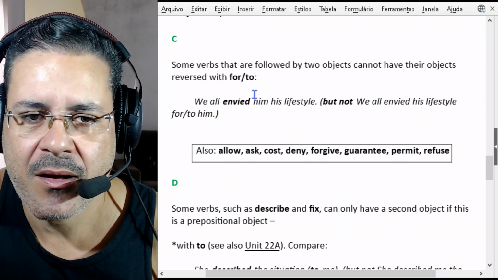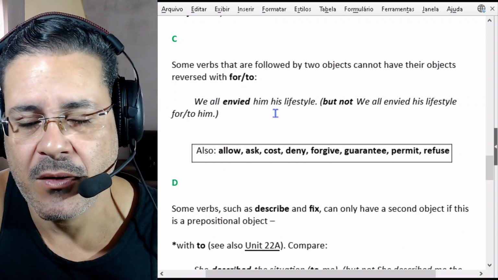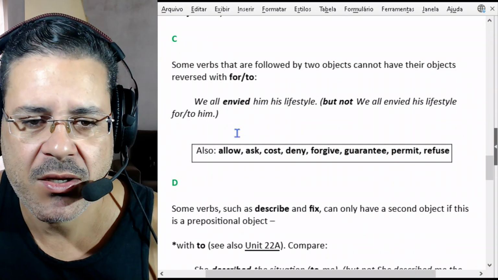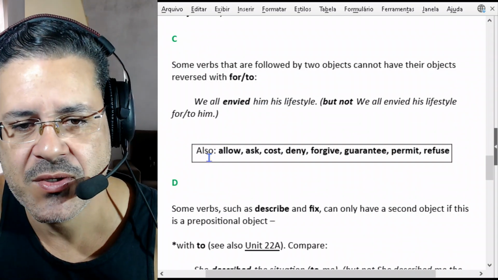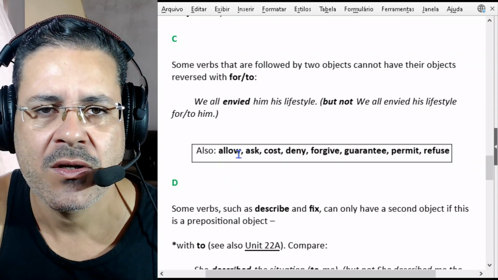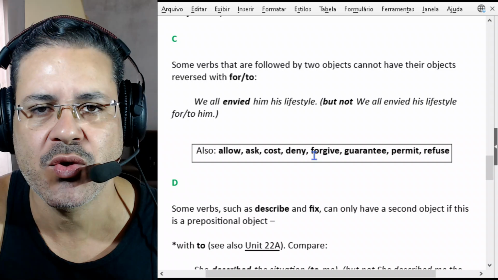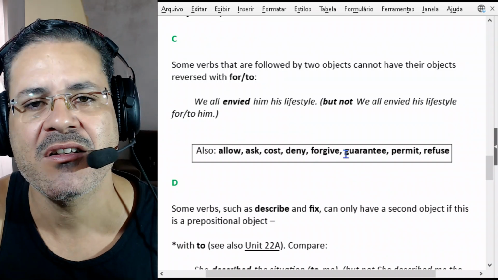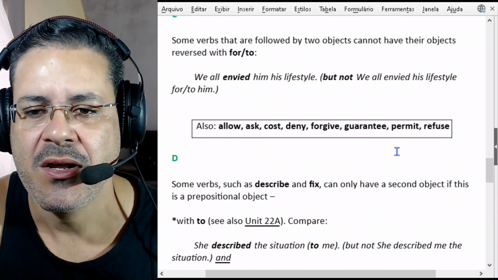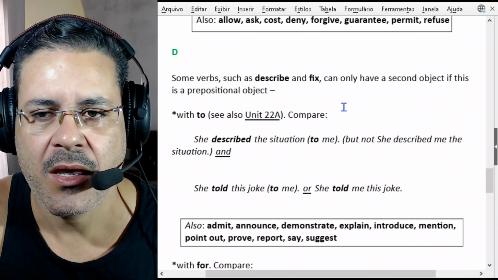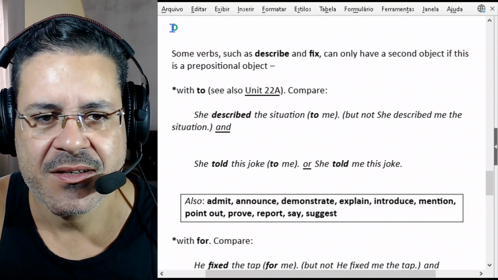Those kinds of verbs, or that kind of pattern, might be used with the following verbs: to allow, to ask, to cost, to deny, to forgive, to guarantee, to permit, and to refuse. Okay, moving on. Section D.